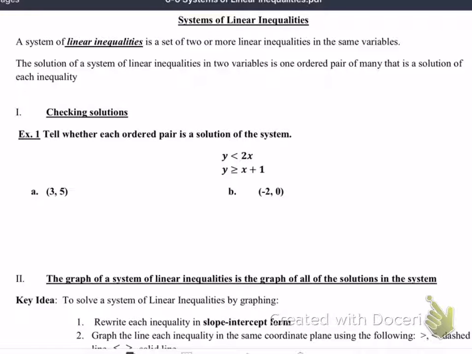Hello, class. We're skipping section 5 for now, and then we are going to jump to section 6 first. We want to do all the numerical math first before we get into the word problems in section 5.